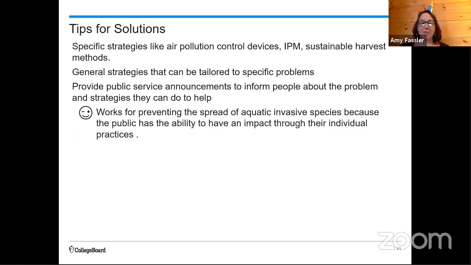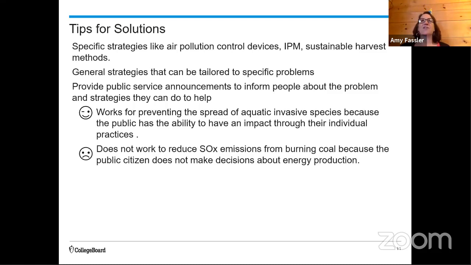A good example of that would be, if I want to stop the spread of invasive species, I would have posters and public service announcements telling people to wash off their boats before they take them out of the water and put them to another boat or to another body of water. That works for a public service announcement because they're educating me, the public, and it's a choice that I can make to solve that problem.